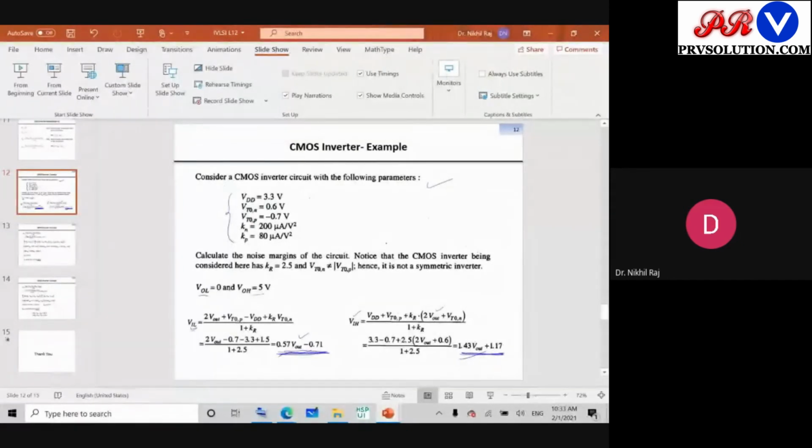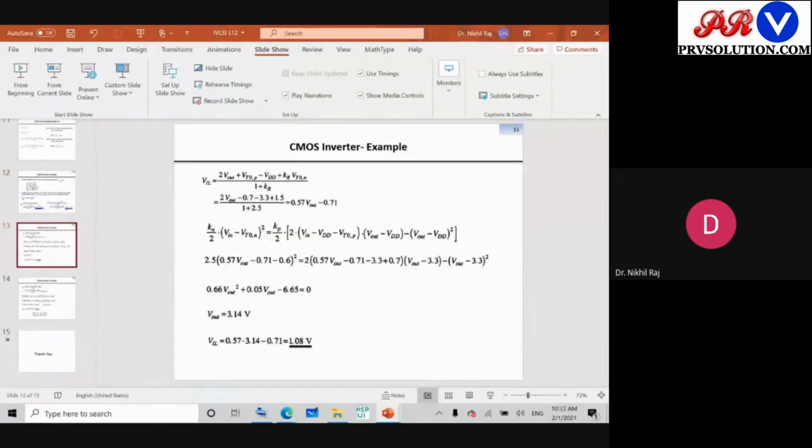We will recall the standard assumption from the time of calculation, that when VIL was applied, my NMOS was in saturation and PMOS was in the linear region. So NMOS saturation means the saturation equation, and this is the linear equation. That was equation 1. In this equation we substitute the VIL value, meaning in place of V in, VIL will be written. So 0.57 V out minus 0.7, this is your VIL.